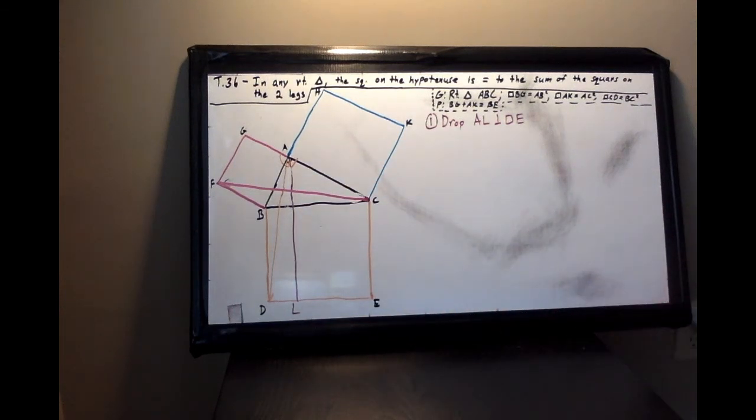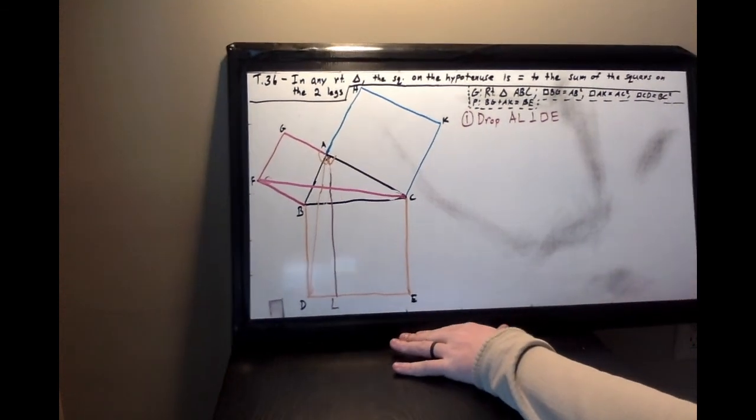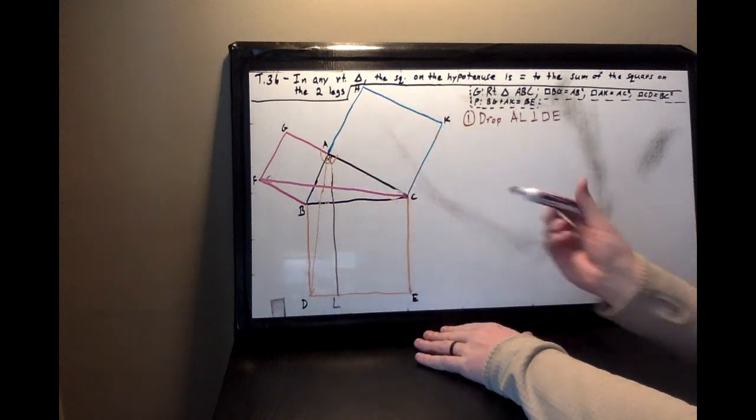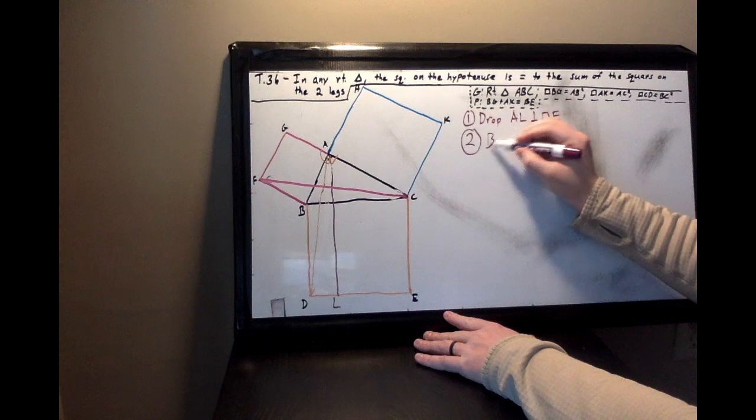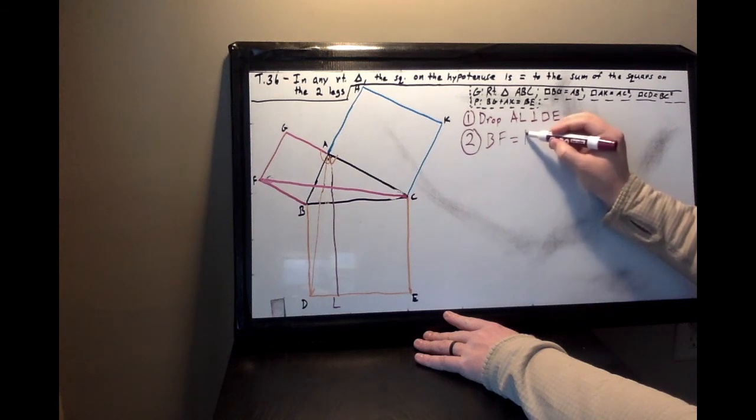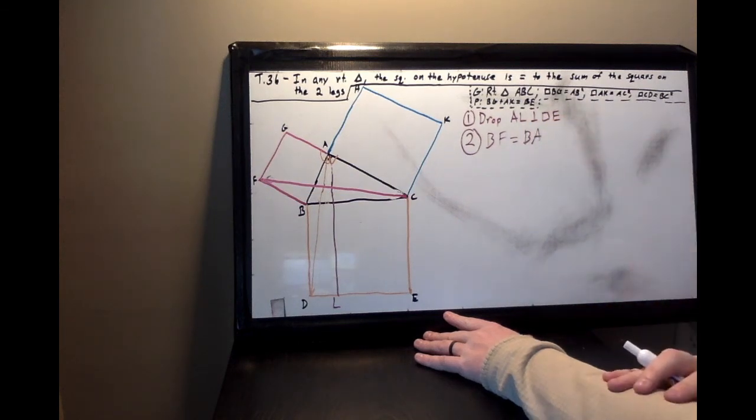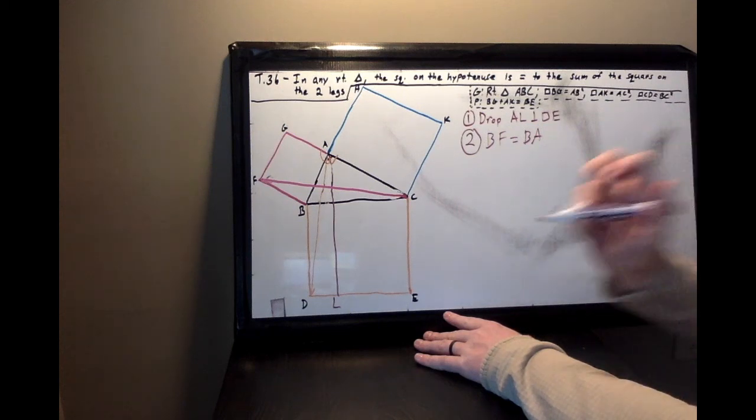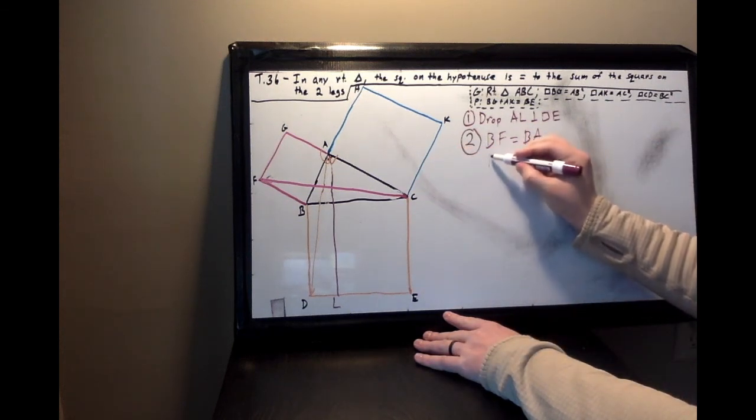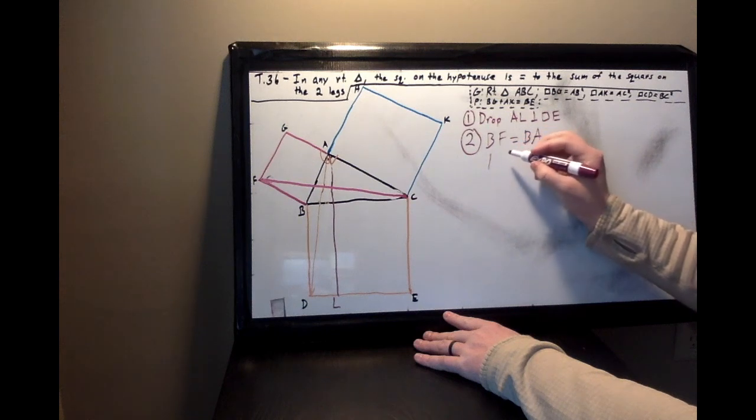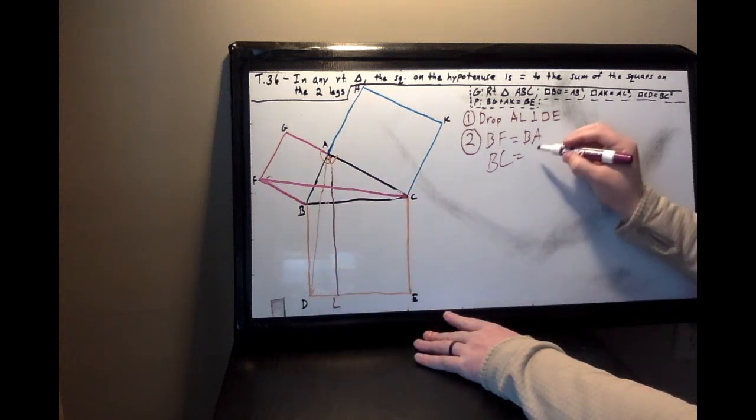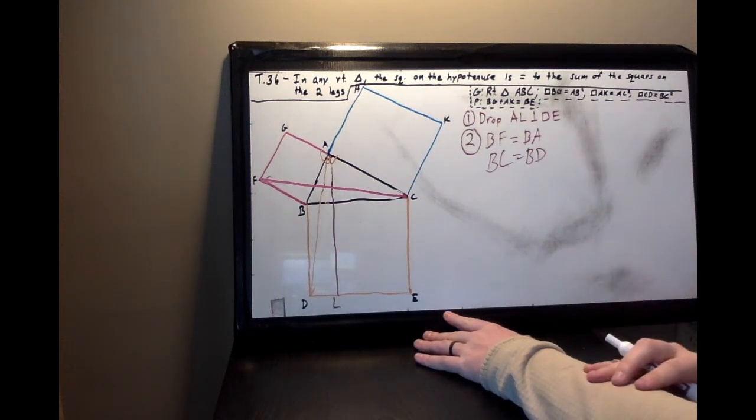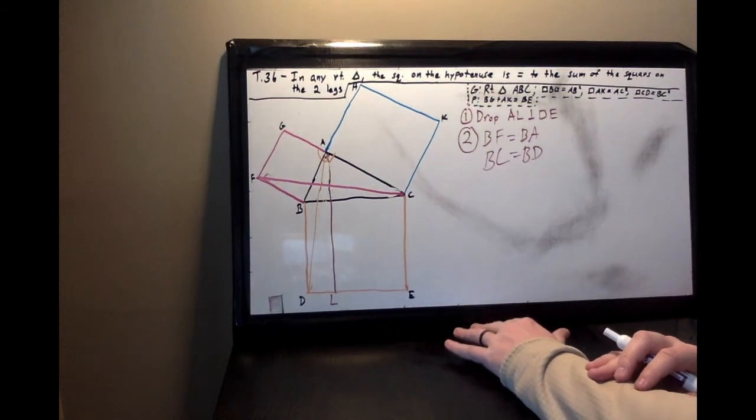Okay, so now let's take a look at what we're looking at here. Since the pink square is in fact a square, all the sides are going to be equal, which means that BF is equal to BA. All right, that goes without saying. Likewise, down in the orange square, we can say that BC, this top part, is going to be equal to BD. All right, easy enough.